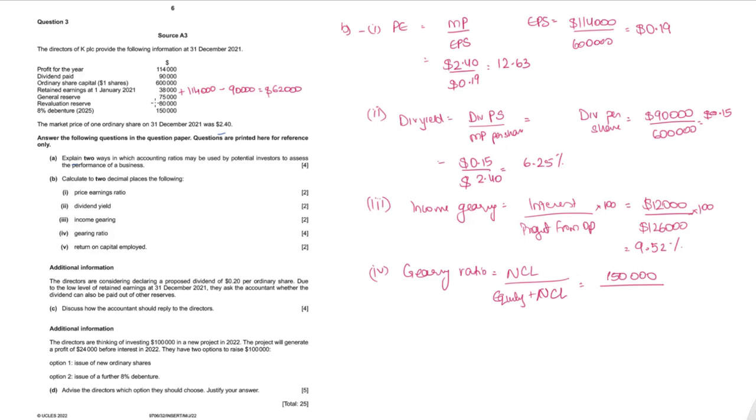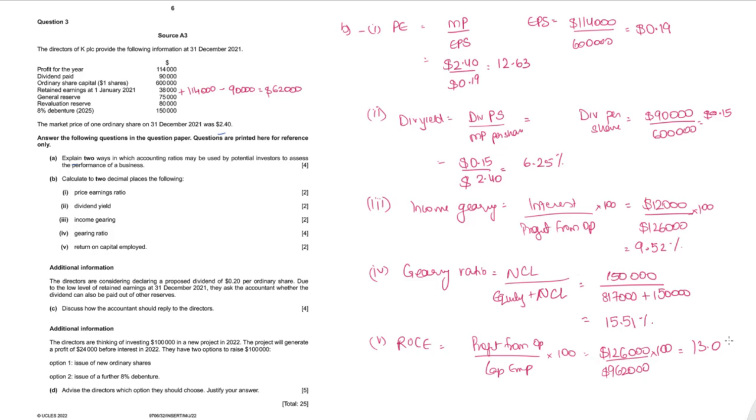To this we will add the general reserve and the revaluation reserve. So the total equity would be 817,000 and non-current liabilities 150,000. So when we calculate the ratio, we get 15.51%. And then we have the return on capital employed, ROCE, which is profit from operations upon capital employed, which is same as equity plus non-current liabilities, into 100. So profit from operations we already calculated in the third one, income gearing. So 126,000 divided by 962,000 capital employed multiplied by 100. So 13.03%.